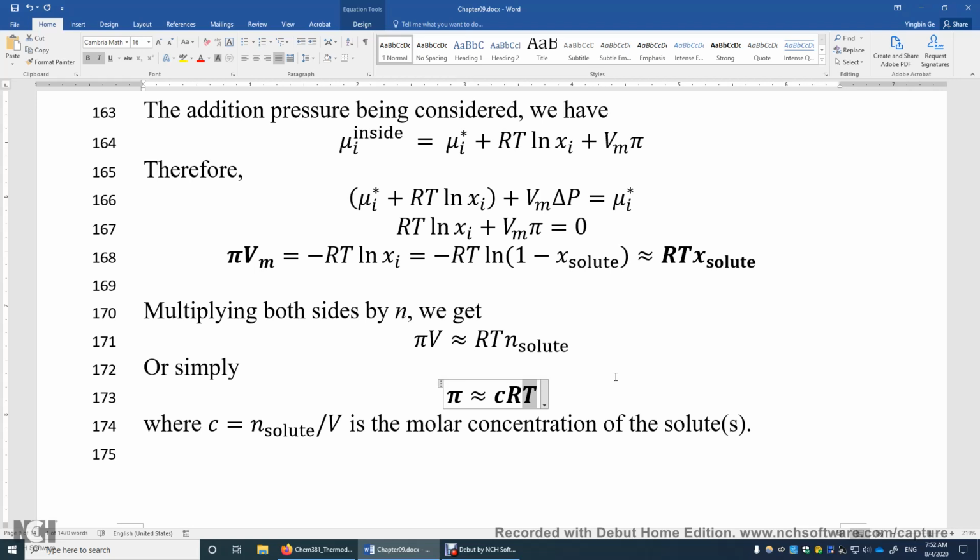Well, what if you add 10 moles of sucrose into 10 liters of water? Then the osmotic pressure is going to be 2.5 bars. That's actually even much higher than the ambient pressure. You can increase the pressure from 1 bar, the liquid outside the membrane, to 3.5 bars. That's a huge pressure. That's why if you put red blood cells in pure water, they're going to explode.